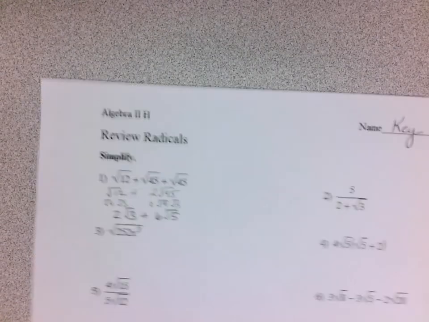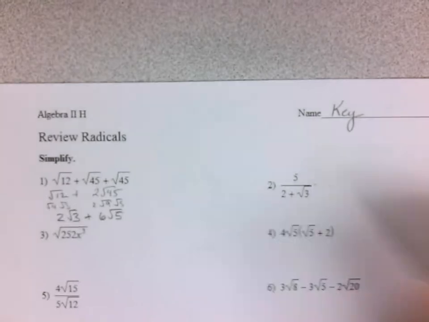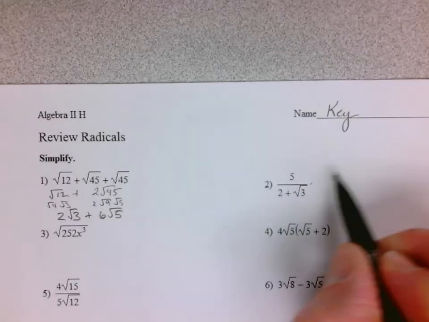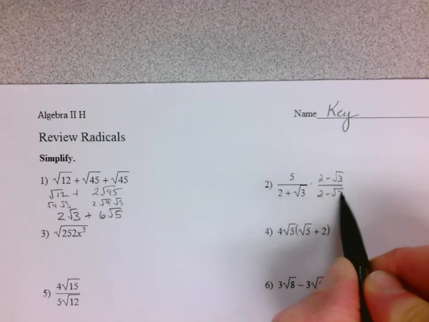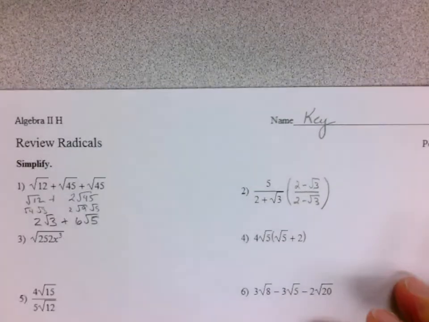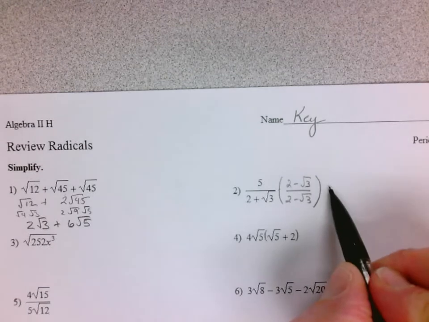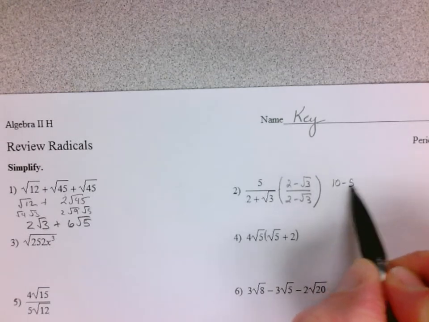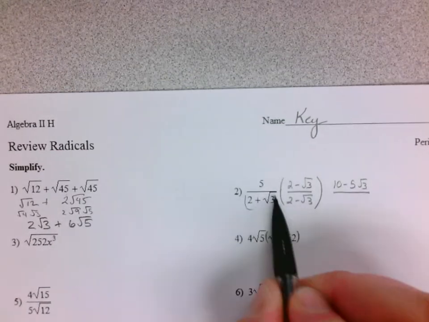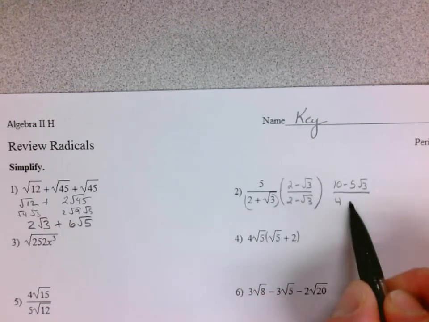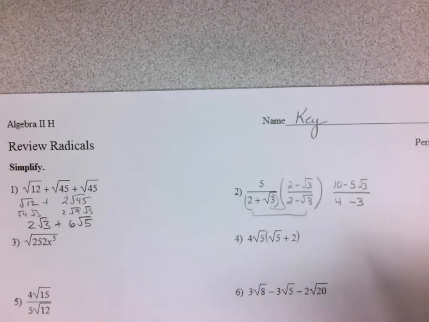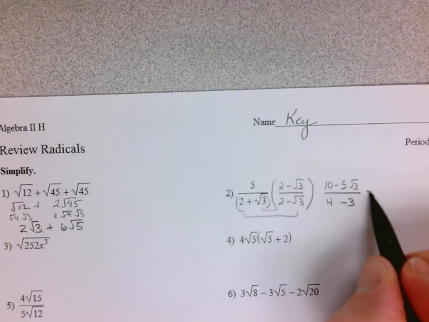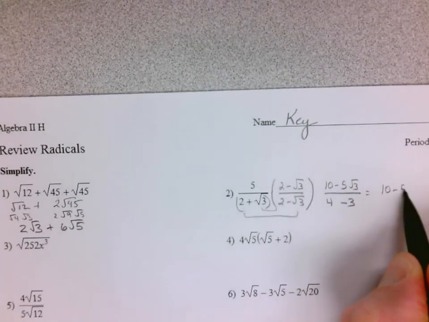Over here we have a rationalizing. We need to multiply by the conjugate, written as 1. Distribute 10 minus 5 radical 3. Down here I have 4 minus 3, and we picked the conjugate because it gets rid of the outside and inside terms. So 10 minus 5 radical 3. Cannot combine those any further. Do not try.